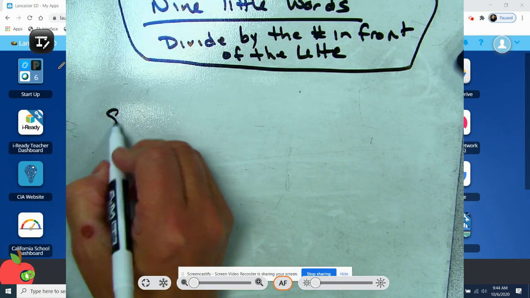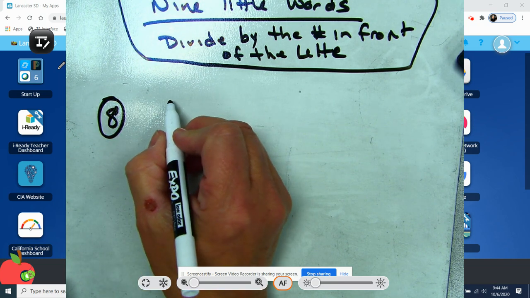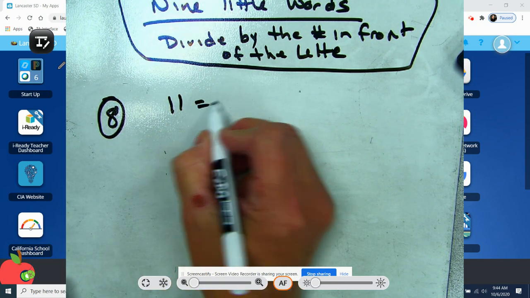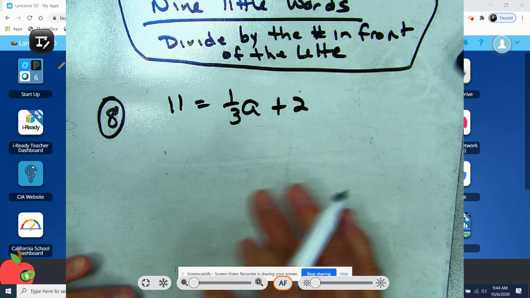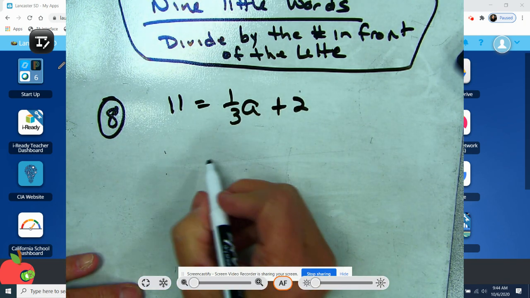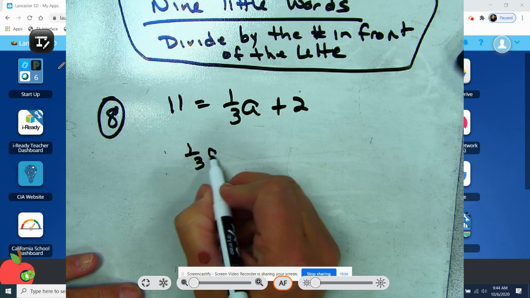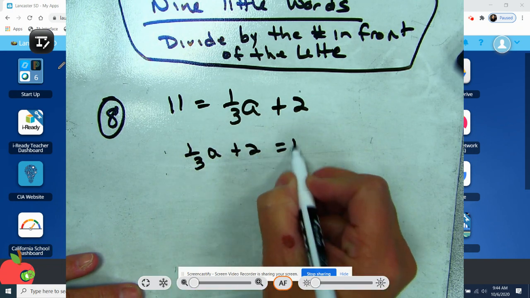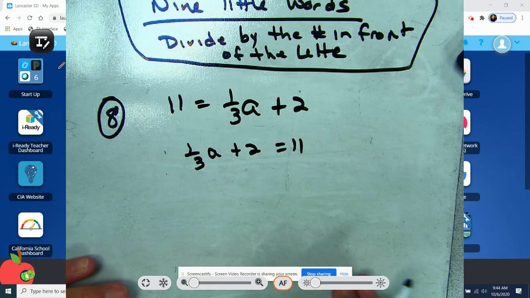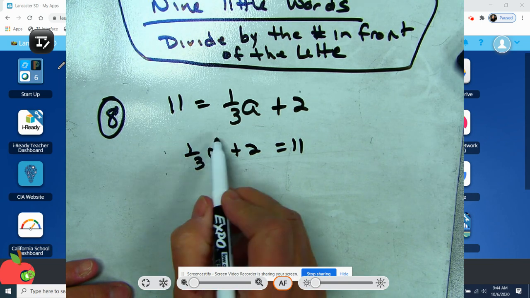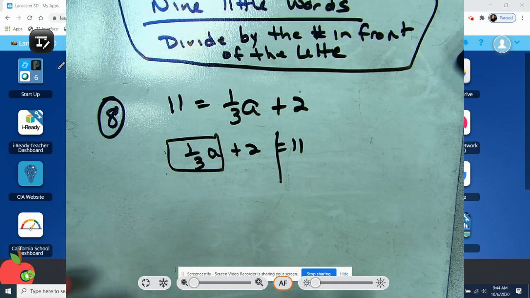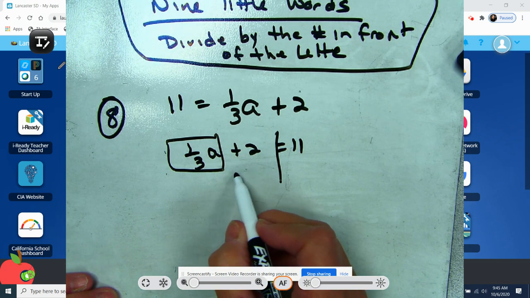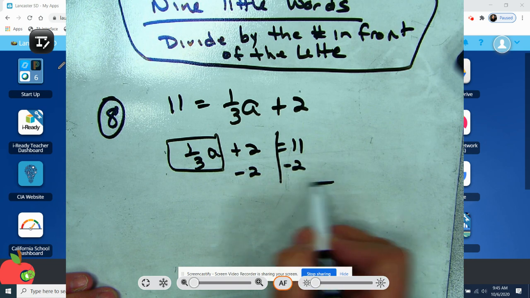Number 8. You have 11 equals 1/3 a plus 2. Now, I like to have the variable on the other side, so I'm going to rewrite this equation. I haven't changed anything, I've just reordered it. So now I'm going to put a box around here, and I'm right back to where I was before. I have plus 2, so I'm going to put minus 2.